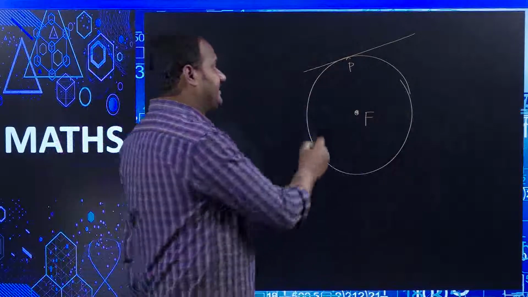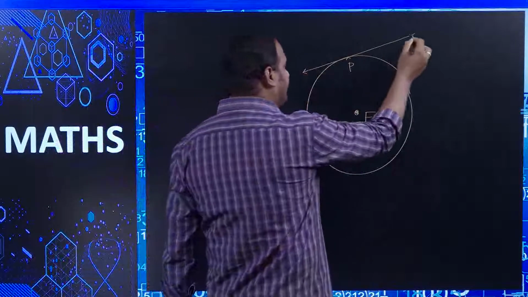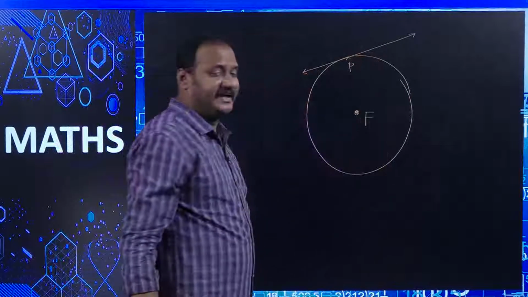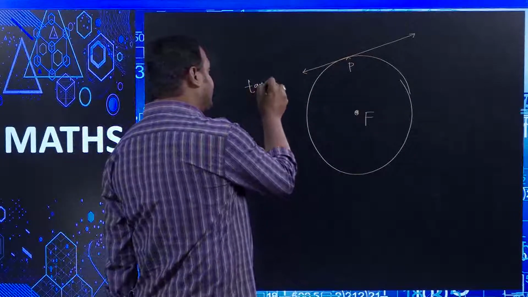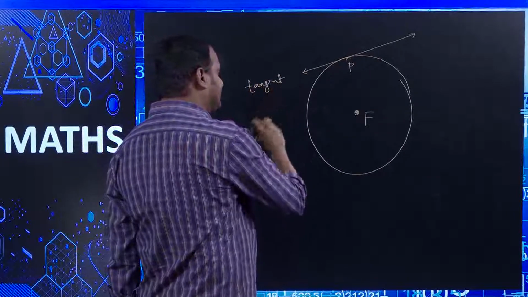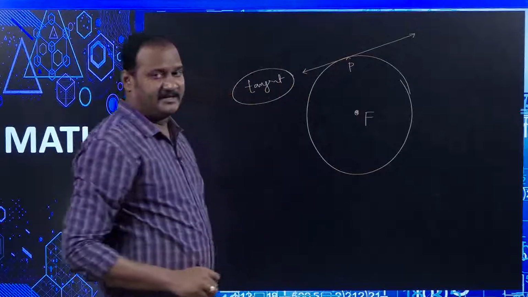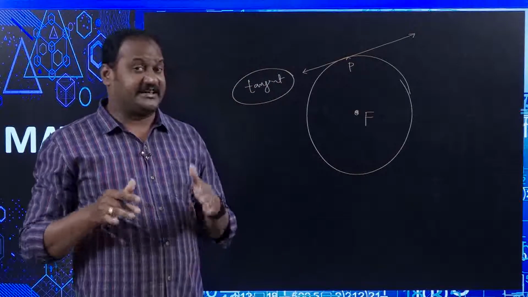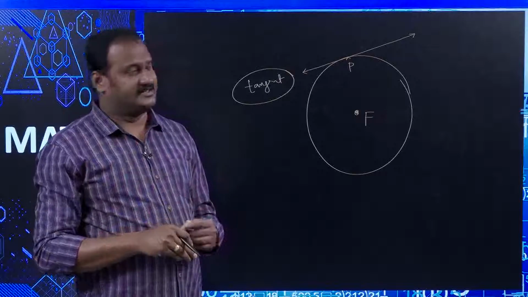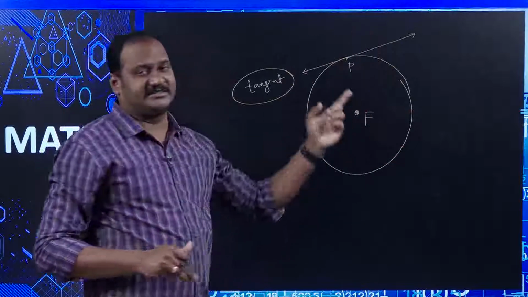If any line touches the circle in only one point, then that line is said to be tangent to the circle. What do you call that? Tangent to the circle. So, a tangent is nothing but a line which touches the circle in only one point. A circle has infinitely many points on its circumference, right?